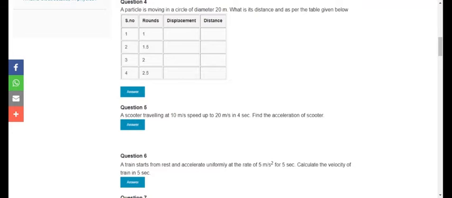The particle has moved all around the circumference of the circle, so the distance traveled by the particle would be 2 pi r. Here r is 10 meters, so it will be 2 pi into 10, so that will be 20 pi. Similarly, you can do the same thing for 1.5 rounds. Try to do it.